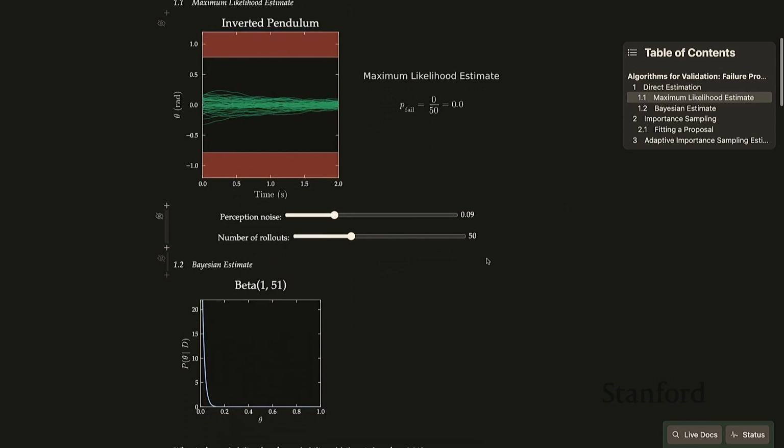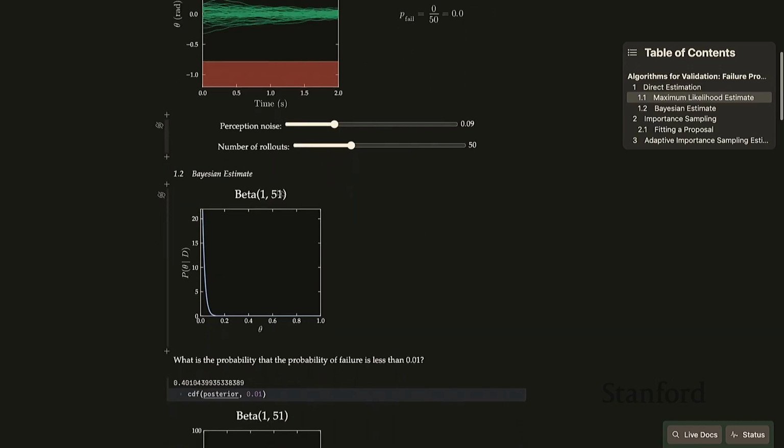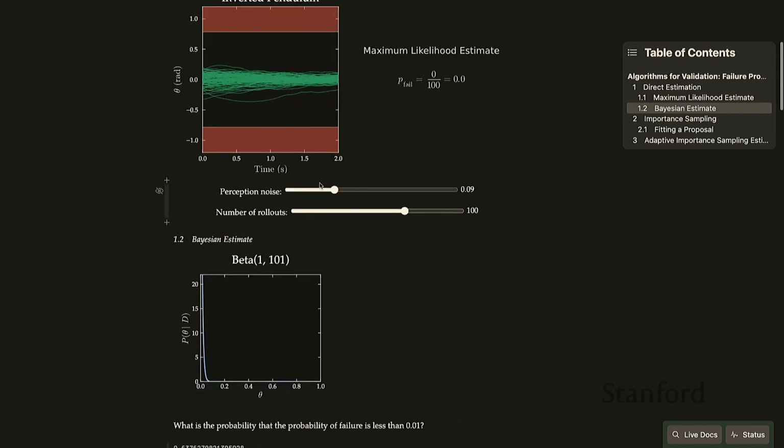What we might do instead is take a Bayesian approach, where we're estimating a distribution over the probability of failure. Here's our distribution. We see that it's still likely that it could be 0, but there's some non-zero probability that the probability of failure is a little bit higher than 0. And you can imagine that as we simulate more and more trajectories and don't observe any failures, this distribution gets sharper and sharper, which is hard to see with the axes there.